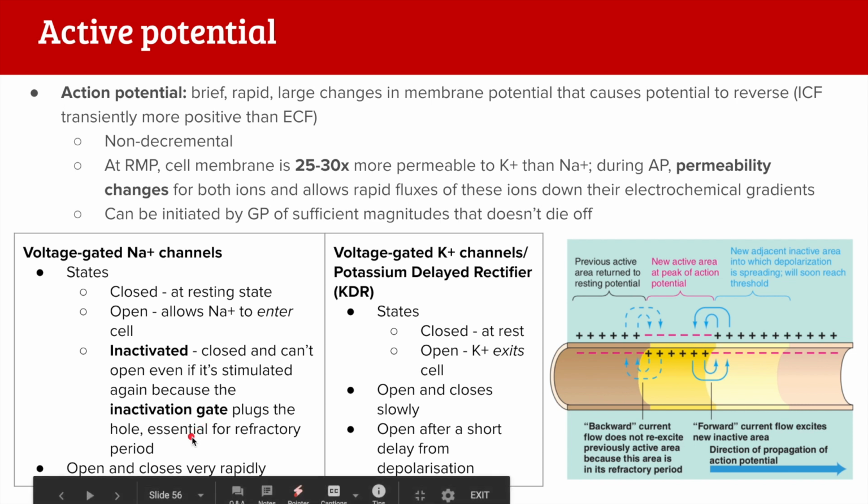And we'll see later that this is essential for something called the refractory period. They also open and close very rapidly.